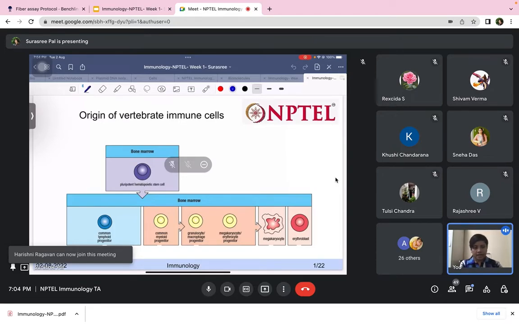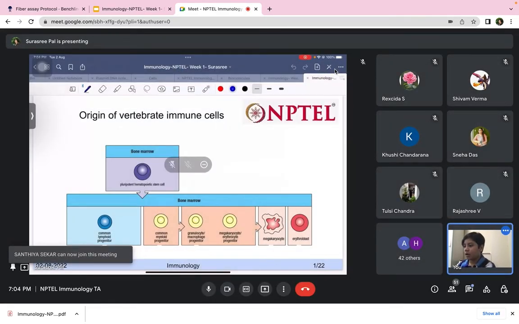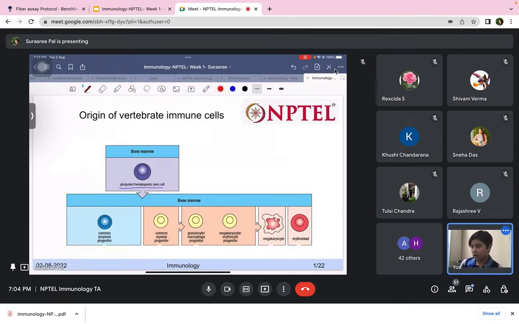All right. I'll be introducing you to these immune cells, the cells which are responsible for providing immunity in our body. The mother of all these cells is the pluripotent hematopoietic stem cell, right? There are two terms here. One is hematopoietic stem cell, abbreviated as HSC, and another is pluripotent.